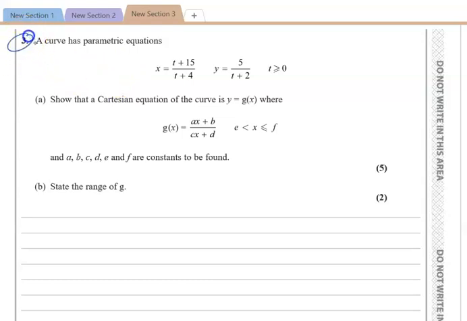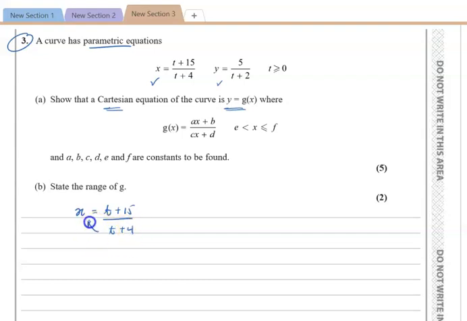Question 3. We have a parametric equation, so x equals that, and then y is equal to that. The first thing they're asking us to do is to find y as a function of x. So we are changing into the Cartesian equation. The easy thing to do here is to make t the subject from the x, so x is equal to t plus 15 over t plus 4.